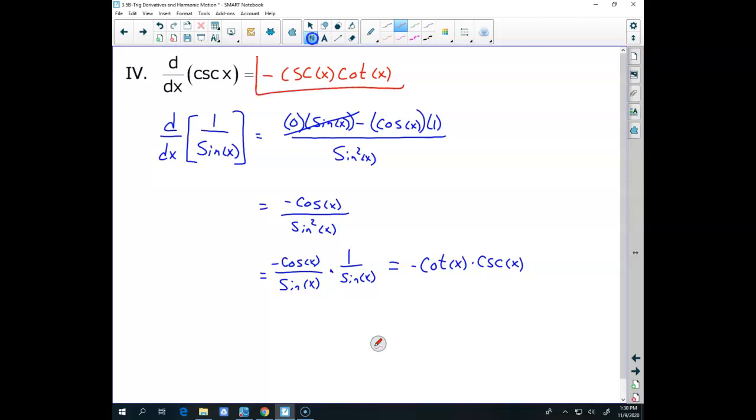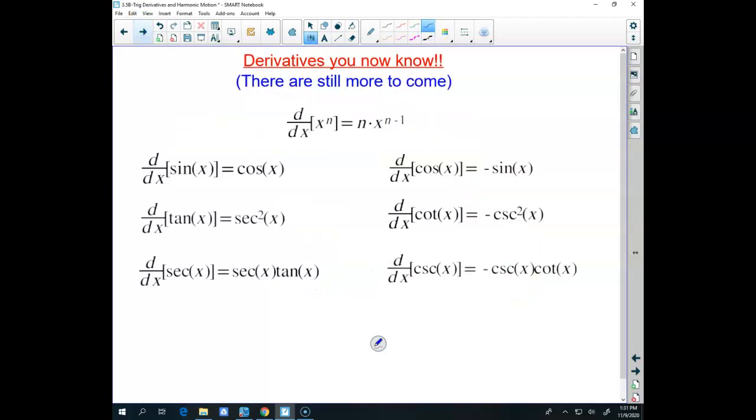memory. Whenever you're taking the derivative of cosecant, trust me when I say, you just need to know it as negative cosecant x cotangent x, because you do not want to have to go through all of that business to get that. So it's one of those things you just got to memorize. Okay? Now, this next slide, derivatives that you already know. The ones you already know. And there are still more to come. A lot more to come, more than double what you're looking at.